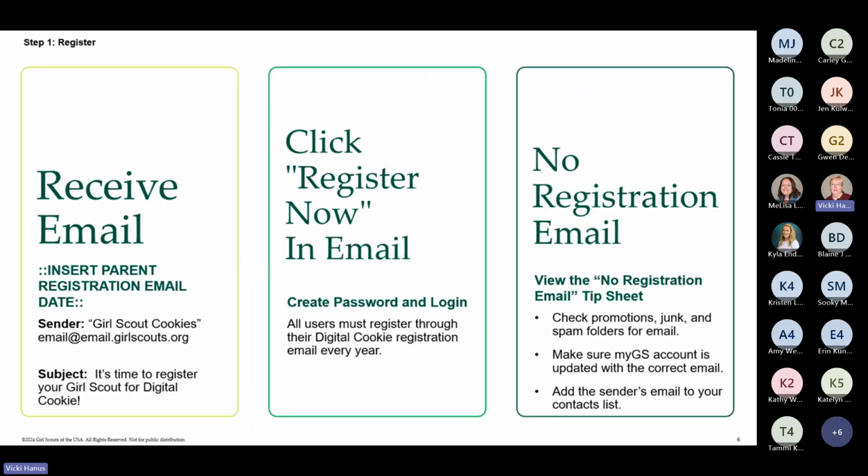As I said, you receive that email. You're going to click register now and create your password and login. If you don't receive the registration email, check your promotions, junk, and spam folders. Make sure your My GS account is updated with the correct email, and then add noreply at girlscouts.org to the safe senders list, so that those emails will come through.